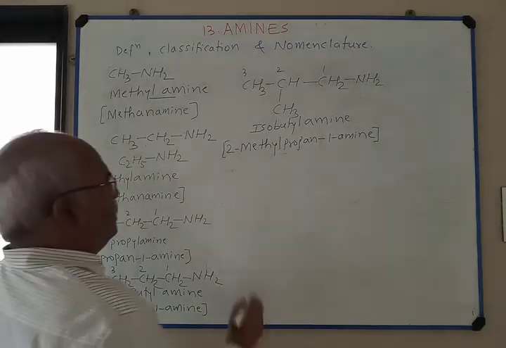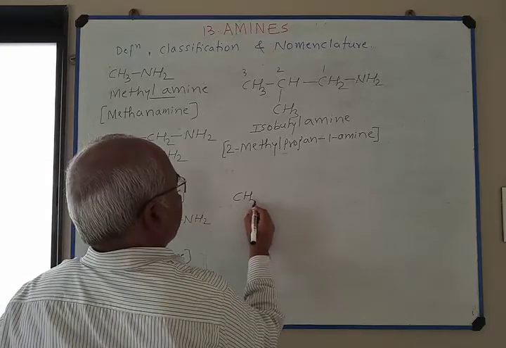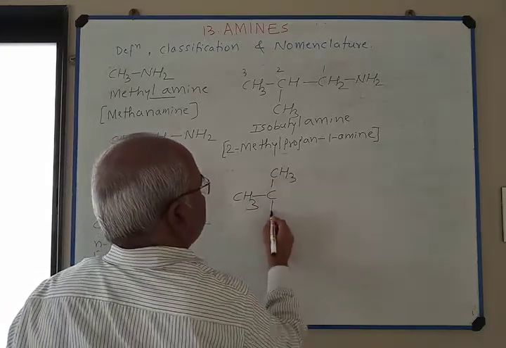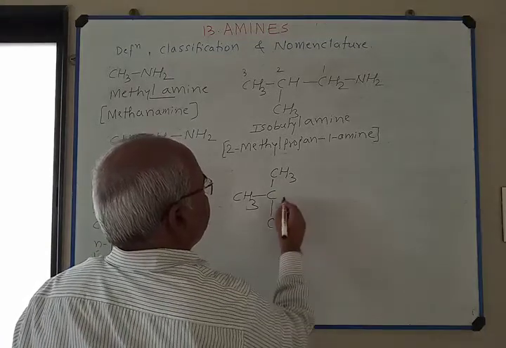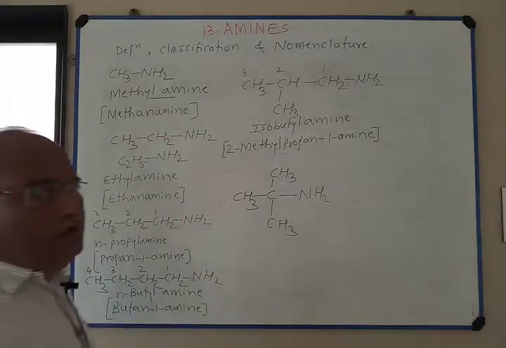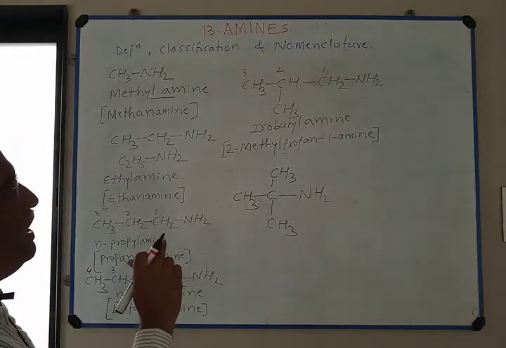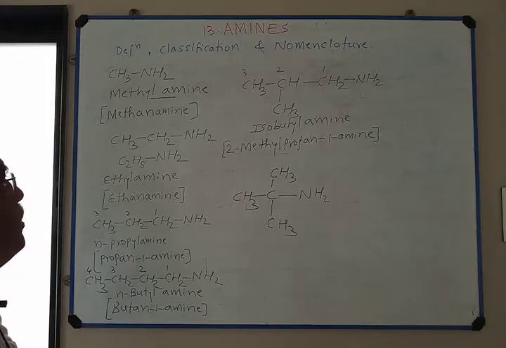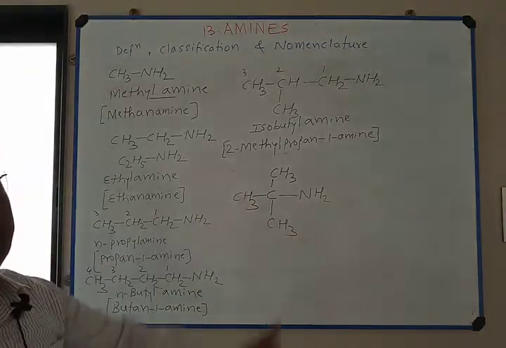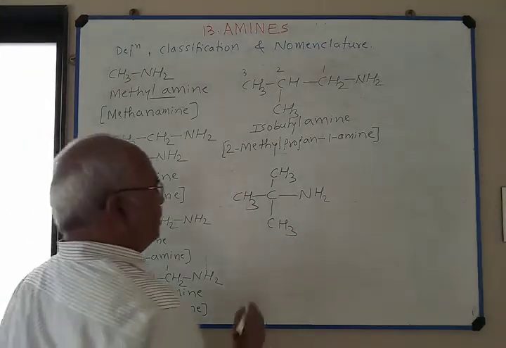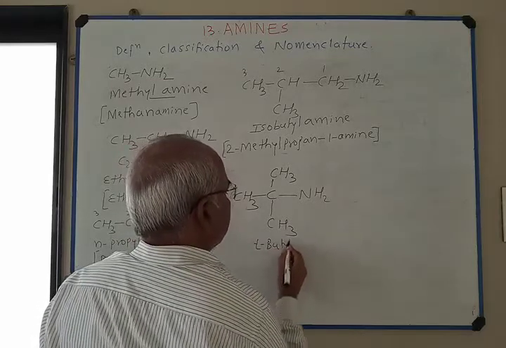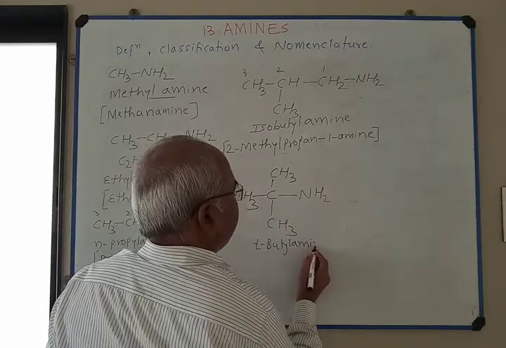Next, CH3 single bond C, CH3 single bond CH3, NH2. We have to write the common name and IUPAC name for this compound. This group is called tertiary butyl group. Therefore, the common name of the compound is tertiary butyl amine. You write in single word.